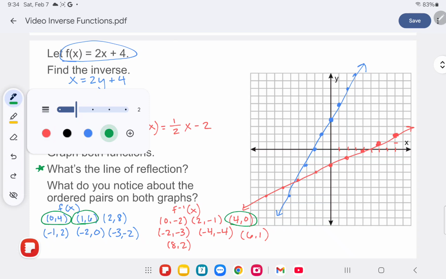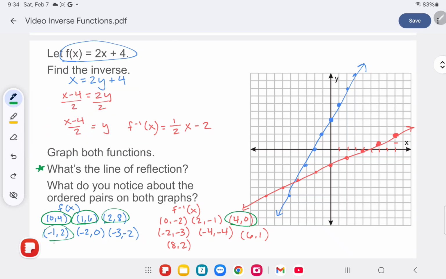Just like (2, 8) was on this one. (-1, 2), the inverse had (2, -1). (-2, 0), the inverse had (0, -2). (-3, -2), the inverse had (-2, -3). So that is true of all inverse functions.